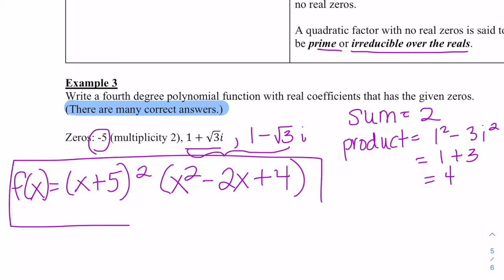Okay, so the quickest way to make sure you can find those equations is to use the sum product. Now, when we say there are multiple answers, you could have a coefficient over here. So an A could be 2 or 3 or -1, and that's why there are multiple answers.